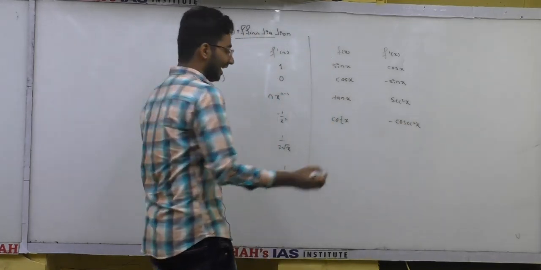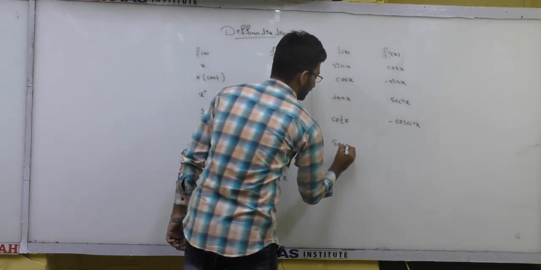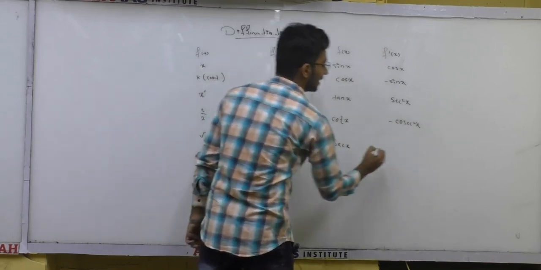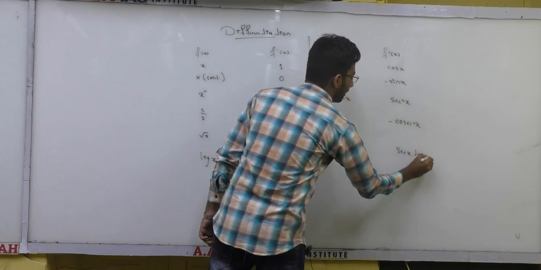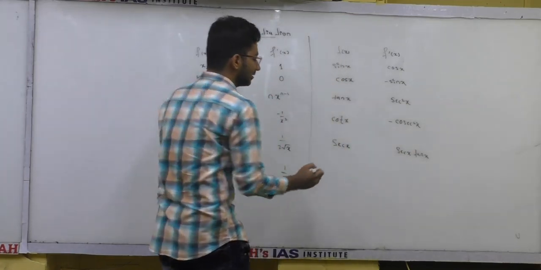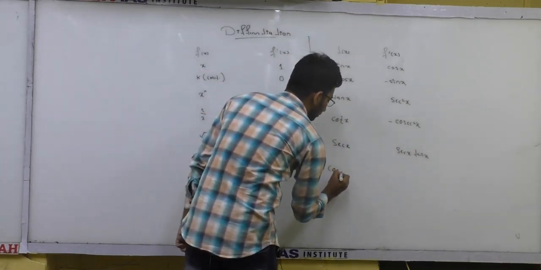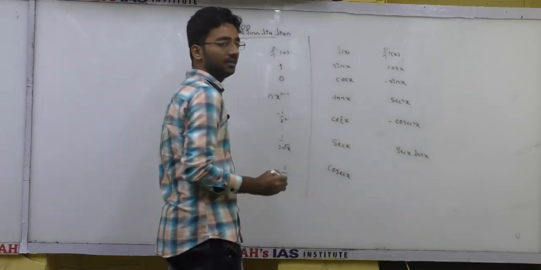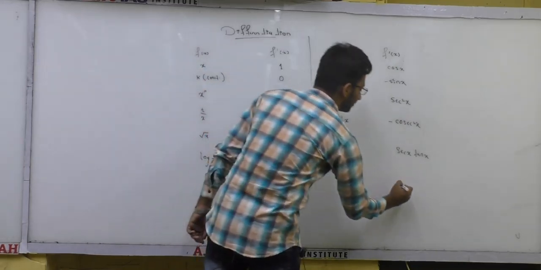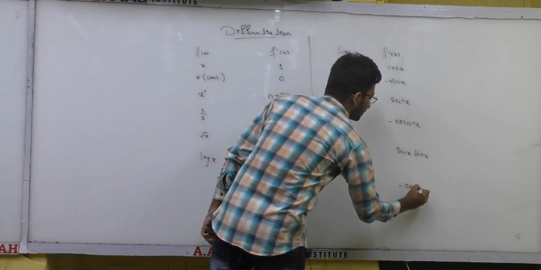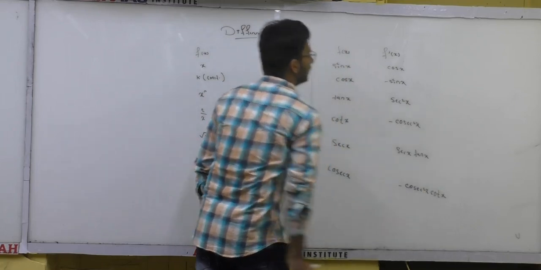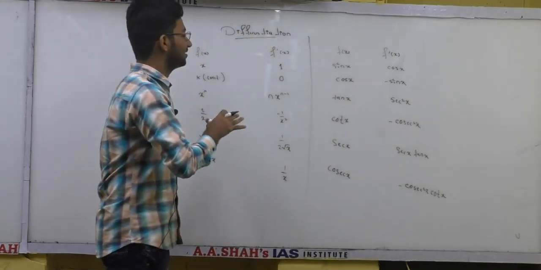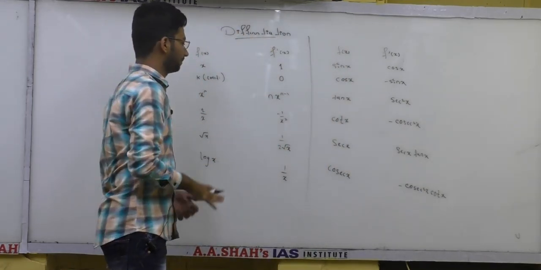If we have sec x, the derivative will be sec x tan x. And now if we have cosec x, then the derivative will be minus cosec x cot x. So now these are some standard functions and their respective derivatives.